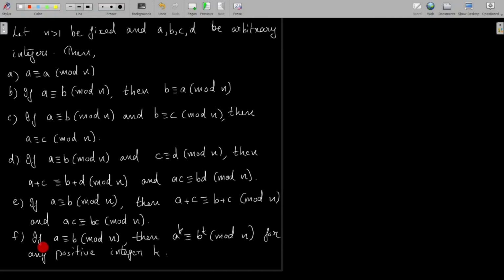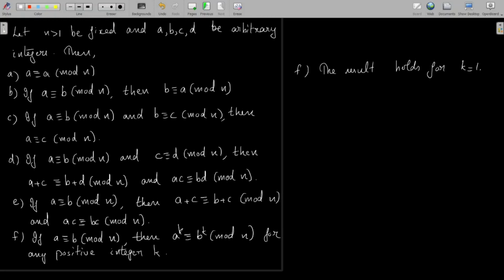Now we have to prove the last result. If a is congruent to b mod n, then a raised to k is congruent to b raised to k mod n for any positive integer k. Here we will prove the result using mathematical induction. The result trivially holds for k equal to 1, because the statement becomes: if a is congruent to b mod n, then a is congruent to b mod n. So it is trivially true.